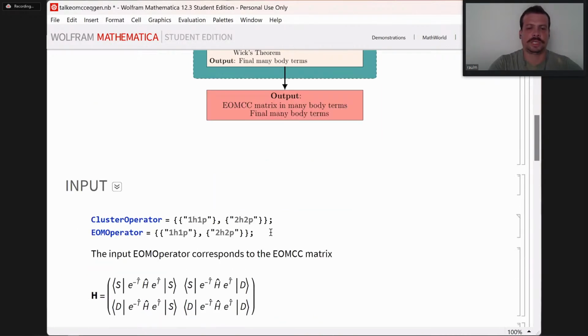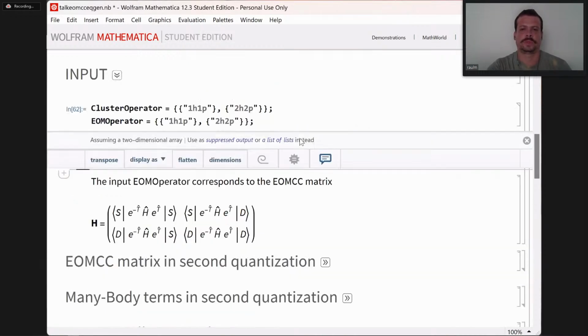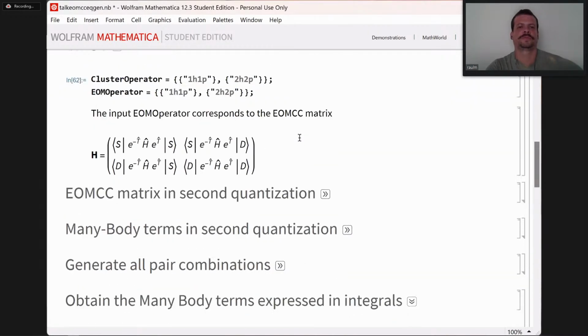So yeah, this is the input. Here I'm using this particle-hole notation. If I'm using this, it exactly means that I'm having T1 and T2, and in the equation of motion operator, R1 and R2. It's a bit slow. So what we are doing here is saying, okay, we want to work with this 2 by 2 matrix because the equation of motion operator contains R1 and R2.